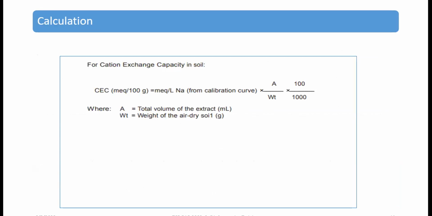For the calculation of cation exchange capacity in the soil, you determine it from the soil extract by ammonium acetate: the sodium in milligram per liter from the calibration curve, multiplied by the total volume of extract, divided by the weight of the air dry soil, then multiplied by 100 and divided by 1000. So you will get CEC in milligram per 100 gram soil.